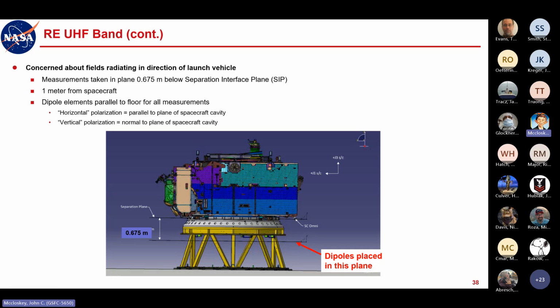And so we put these dipole elements parallel to the floor for all measurements. So our horizontal and vertical polarizations, the elements were parallel to the floor. So it's just relative to how they were pointing at the spacecraft. Right, so parallel to the spacecraft cavity or normal to the plane.